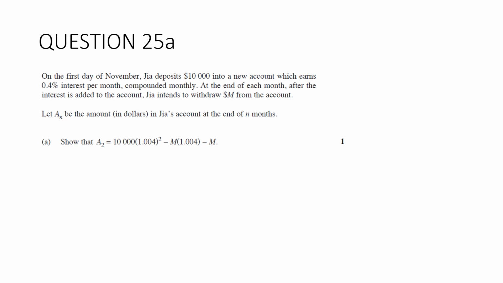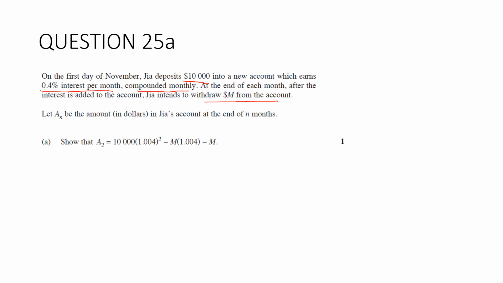Question 25A. On the first day of November, Jaya deposits $10,000 into a new account which earns 0.4% interest per month, compounded monthly. At the end of the month, after the interest is added, Jaya intends to withdraw $M from the account. Let A_n be the amount in dollars in Jaya's account at the end of n months. Part A, show that A_2 is equal to 10,000 times 1.004 squared minus M times 1.004, take away M.